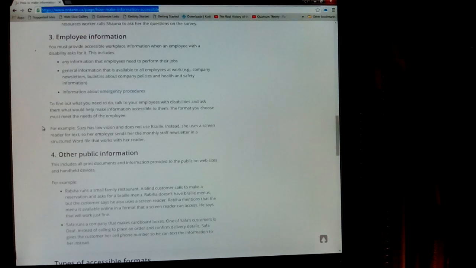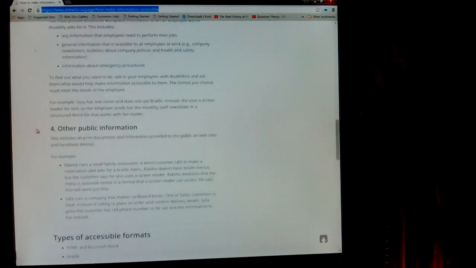Employee information. You must provide accessible workplace information when an employee with a disability asks for it. This includes any information that employees need to perform their jobs, and general information that is available to all employees at work, for example, company newsletters, bulletins about company policies and health and safety information, and information about emergency procedures. To find out what you need to do, talk to your employees with disabilities and ask them what would help make information accessible to them. The format you choose must meet the needs of the employee.